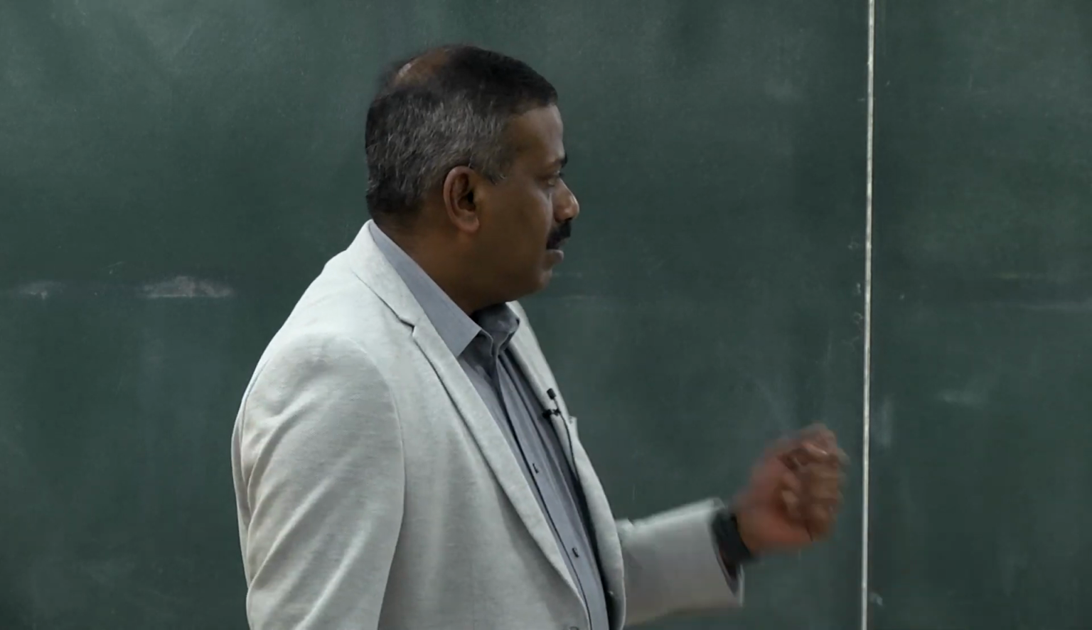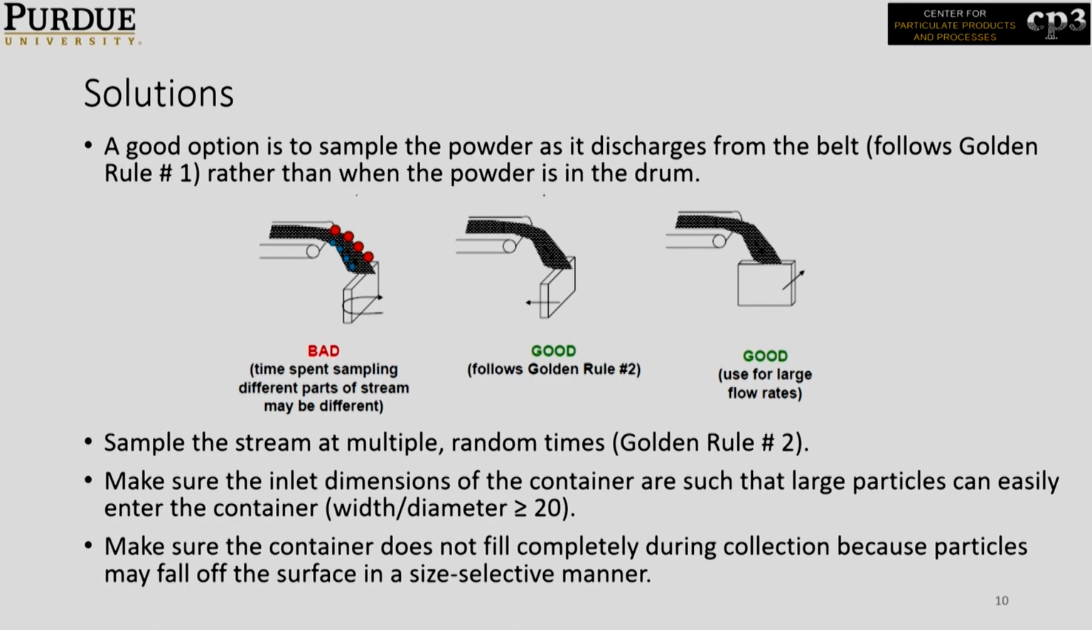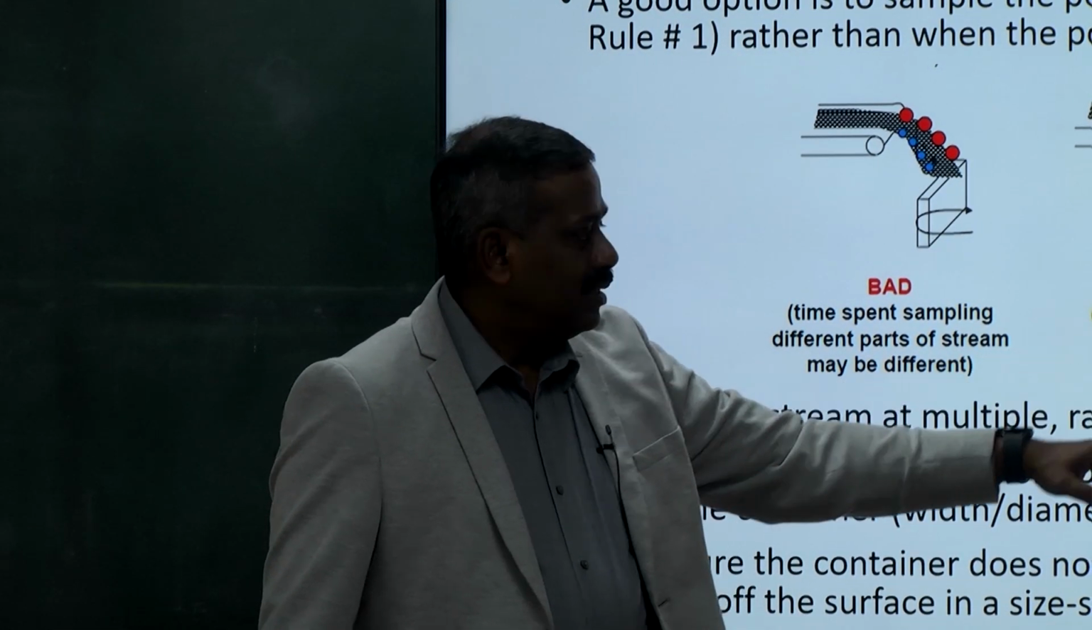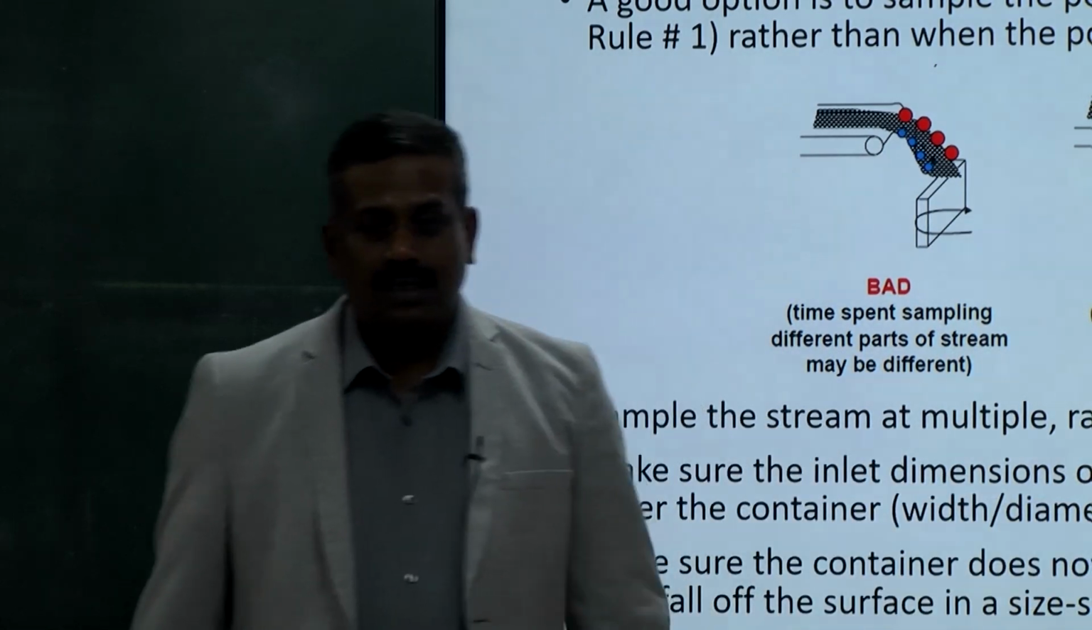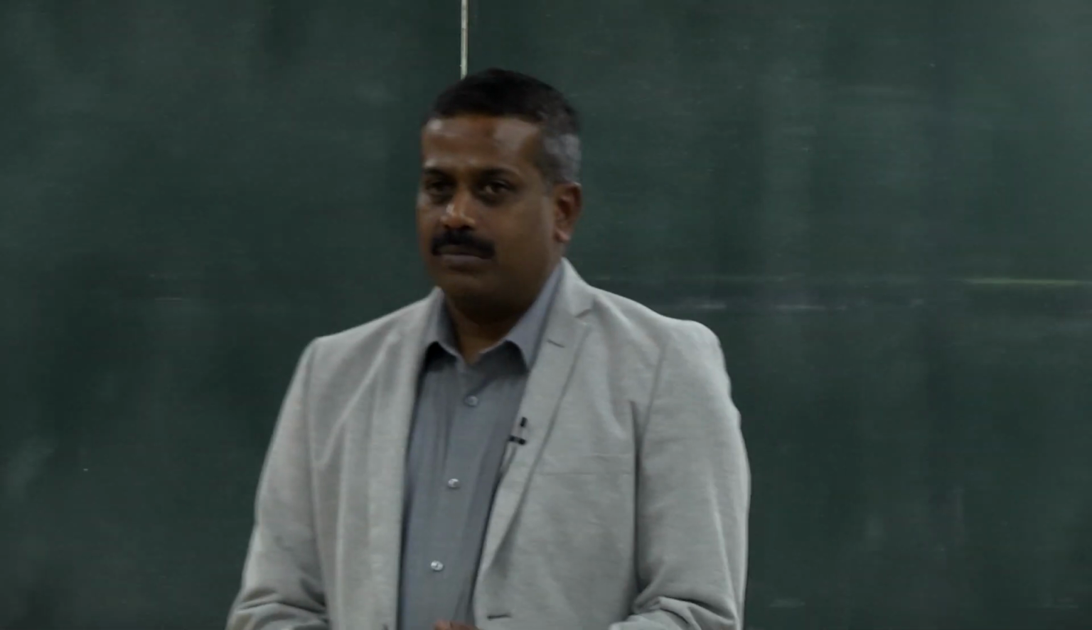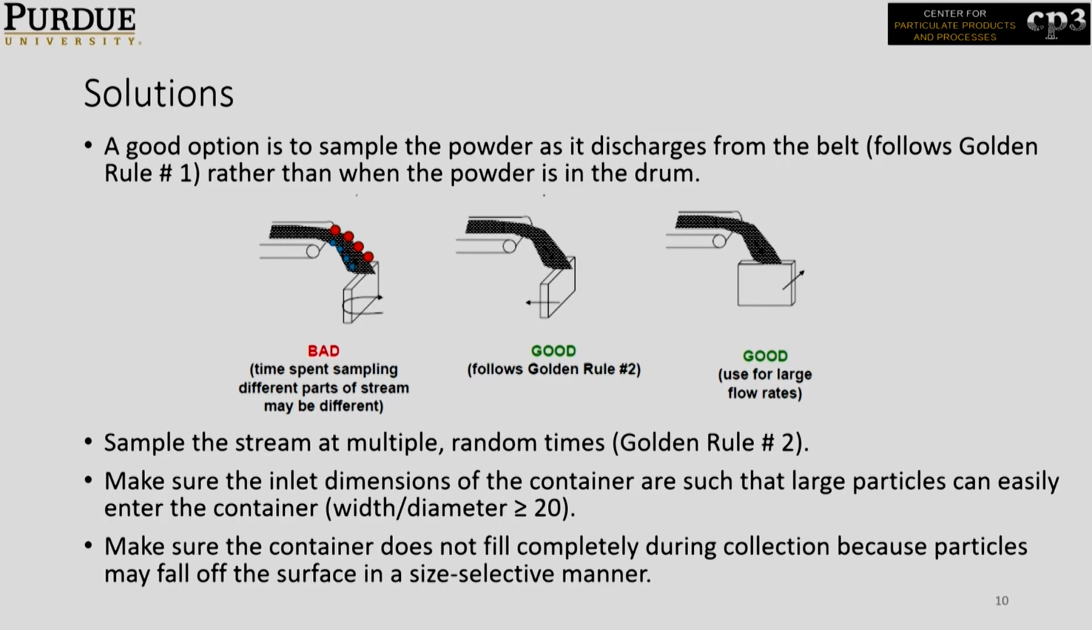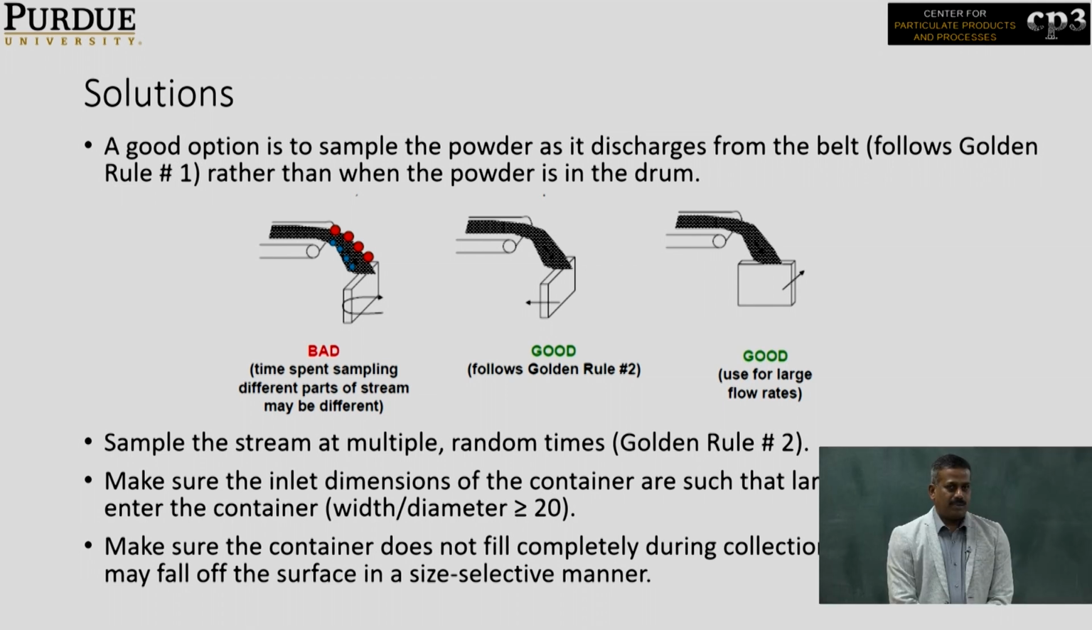And again, sample the stream at multiple random times. One important thing you will have to keep in mind is, if you are using a container, the container opening should be greater than or equal to 20 times the particle diameter, so that you are not losing any larger particles and all the particles are falling inside.